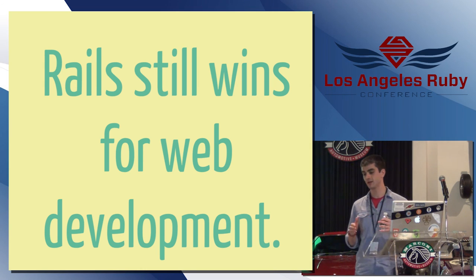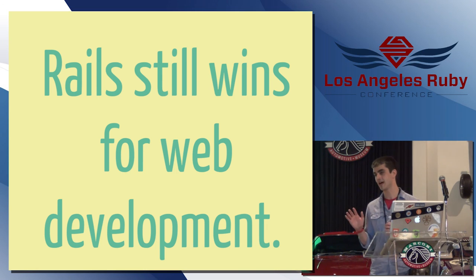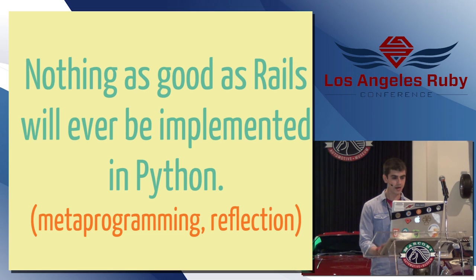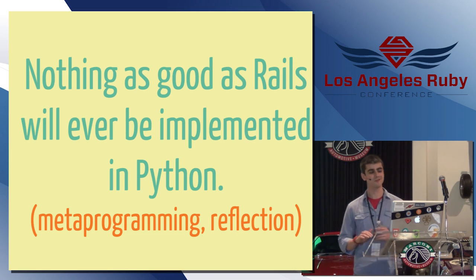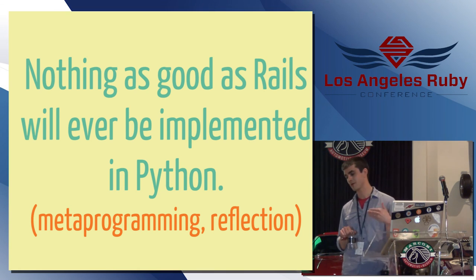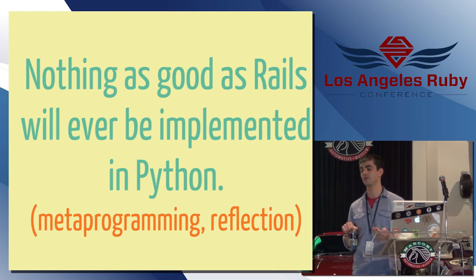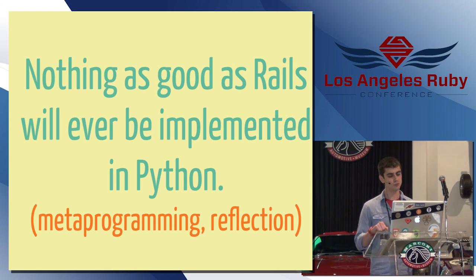Unless there's some specific concern that lends itself to Python, maybe Windows deployment or something very tied to the Django use case. And I think that nothing as good as Rails will ever be implemented in Python because, like I said, the different types of metaprogramming reflection features that you get in Ruby allow for some of the more interesting Rails features. And I think that you just wouldn't be able to have the same type of interface in Python.